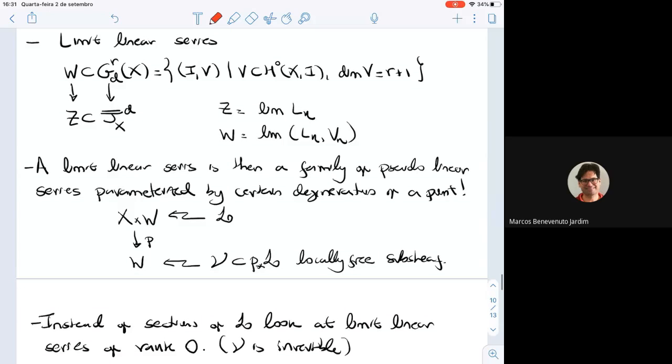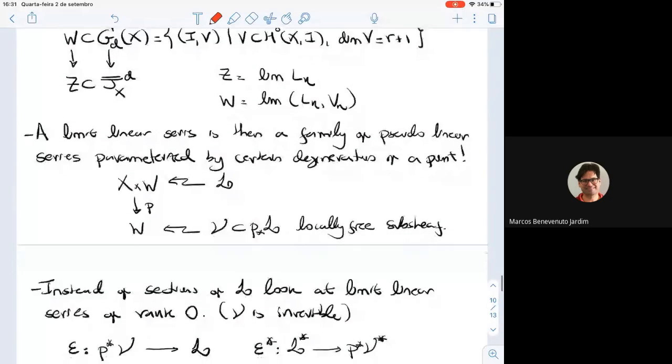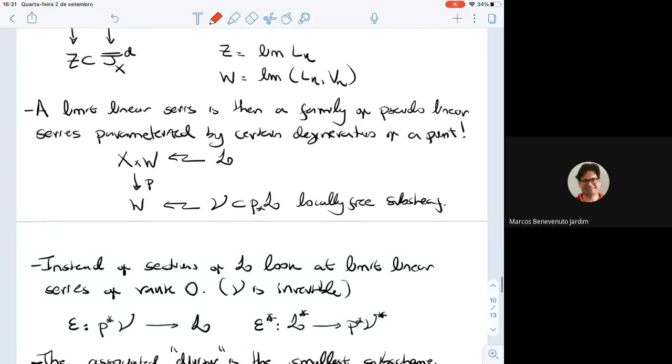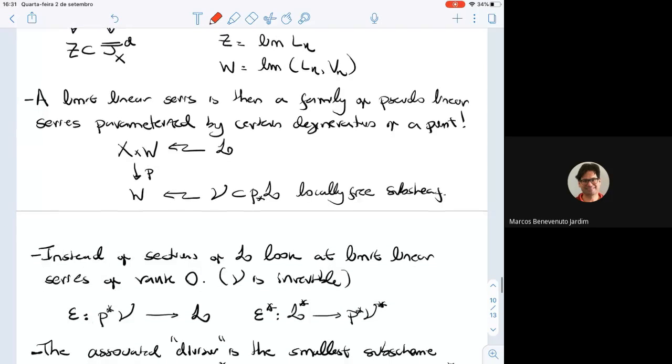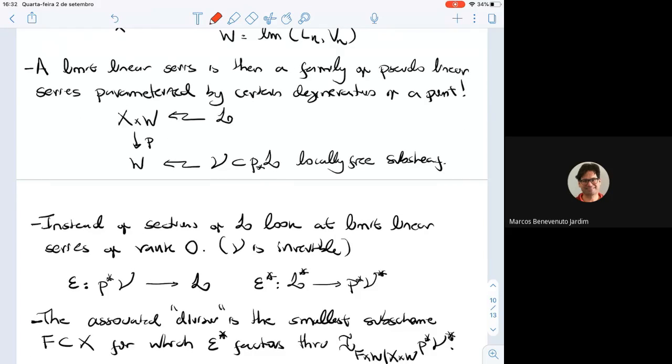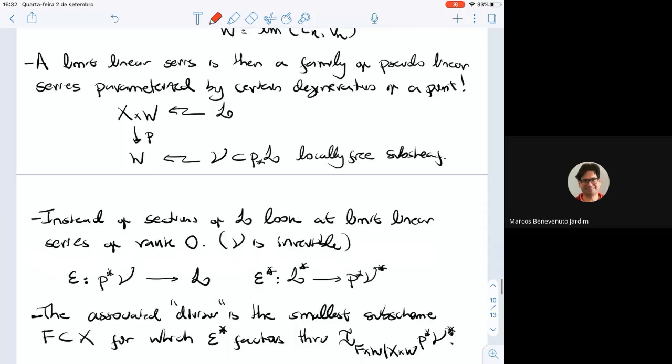So instead of sections, what we replace them with is rank 0, the case where nu is invertible. Once you have that, you have the evaluation map. You can take the dual of the evaluation map, and then what you have is a map to an invertible sheaf on the family of curves. The associated divisor, the zero locus of that section, is the smallest subscheme F for which this E star factors. It's very similar to what you do for smooth curves.